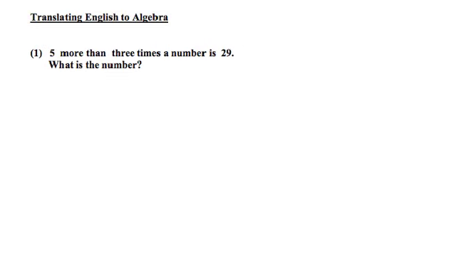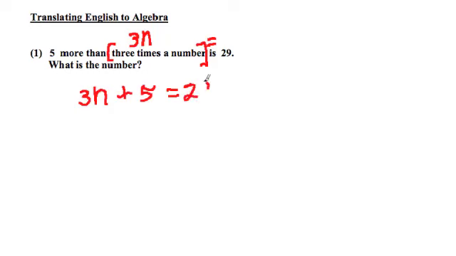Let's look at some problems. If you want to try this on your own, you can pause the screen now. So this is a problem where you have to translate the words into algebra. So we have 5 more than something is, which translates to equals 29. So what is that something? It's 3 times a number. So 5 more than that number would be 3n plus 5 is equal to 29.